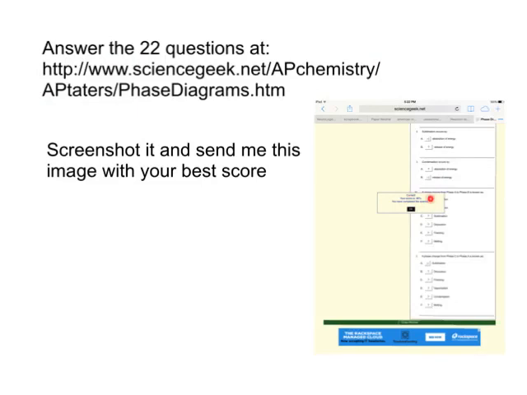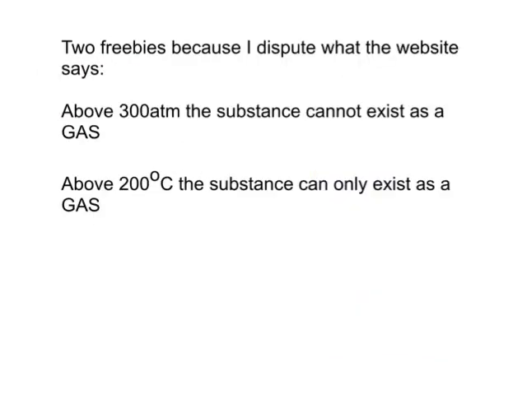So the freebies, you might have noticed that I missed 2 questions. I was not very happy about that. And that is because I sort of dispute what this website has. I think he's just sort of simplified things and told a little fib to his students. So I'm going to go ahead and give you those questions for free. One of the questions that's free is above 300 atmospheres, the substance cannot exist as, and you need to choose gas. And above 200 degrees Celsius, the substance can only exist as, you need to choose gas.